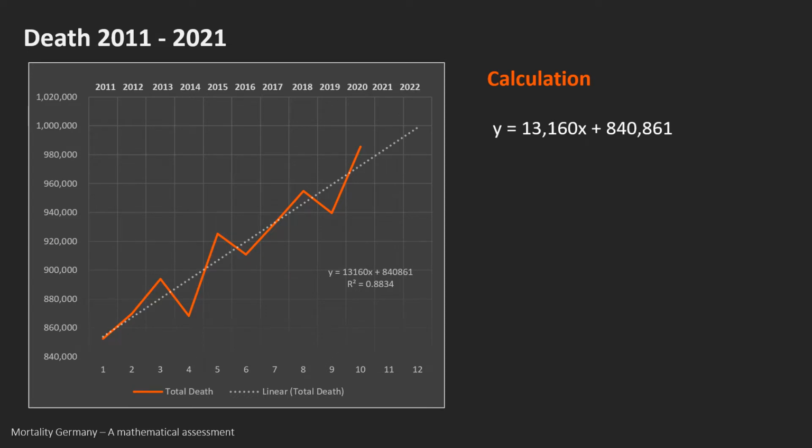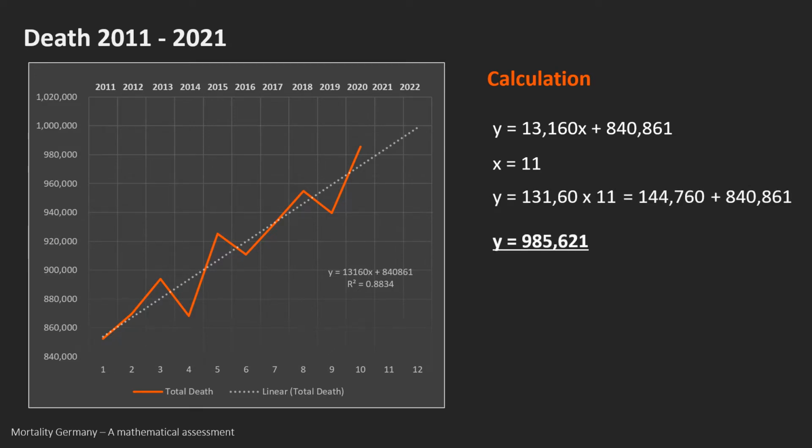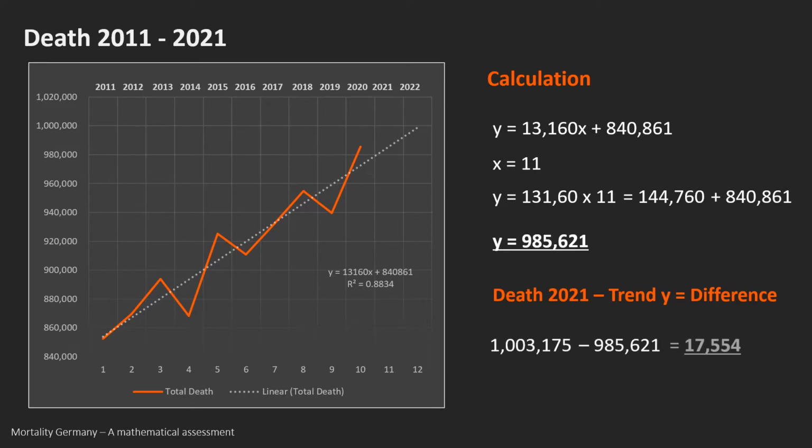So let's take the values in, and in that case it is x11, put it in the formula, we come to a value of 985,621 deaths. So that's the deaths expected for the year 21. We already know the number for the year 2021, and our trend line is out by 17,554 deaths. What is a really slim percentage of the total number?